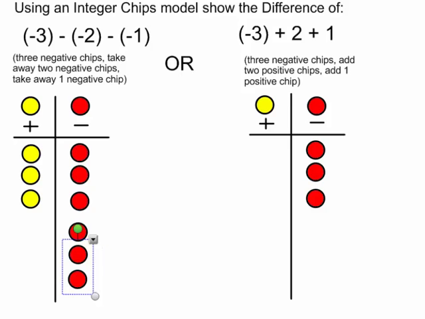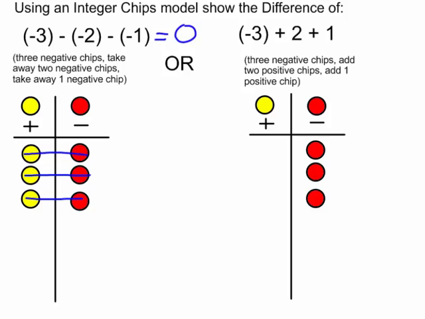So if I grab these 2 negatives on the bottom and I delete them, and then I'm going to take away 1 more negative, and I will delete that one. You'll notice that I have a balanced situation here where all of my chips are zeroed out. So the answer here is actually 0.